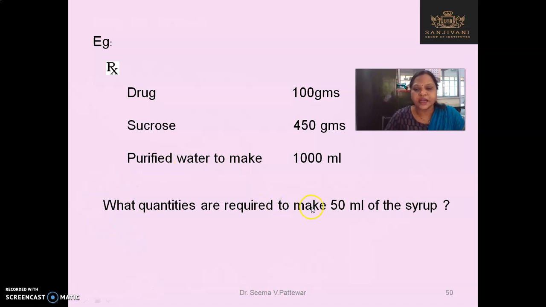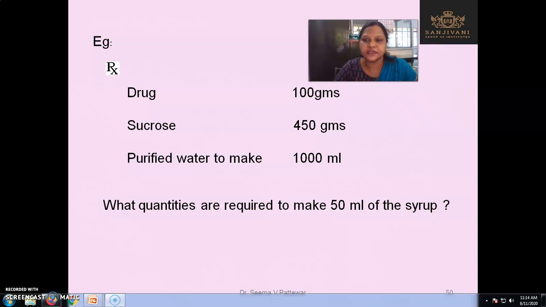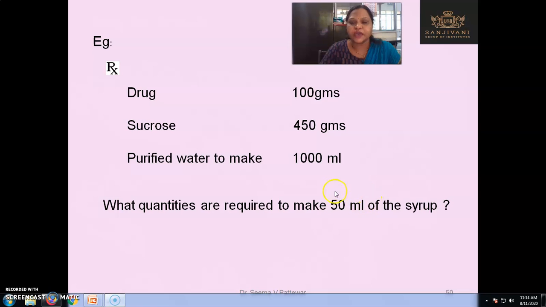So what quantities are required to make 50 ml of the syrup? Just as we did in first year, likewise we have to calculate for 50 ml. So this is for 1000 ml, and here you have to write 50 ml, and according to that you have to calculate the quantities for drug and sucrose. There are actually two methods, and we will see both of these methods here.